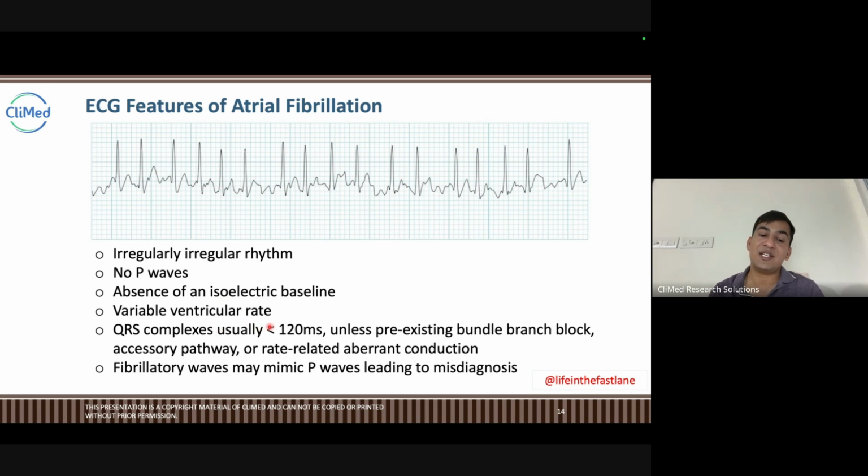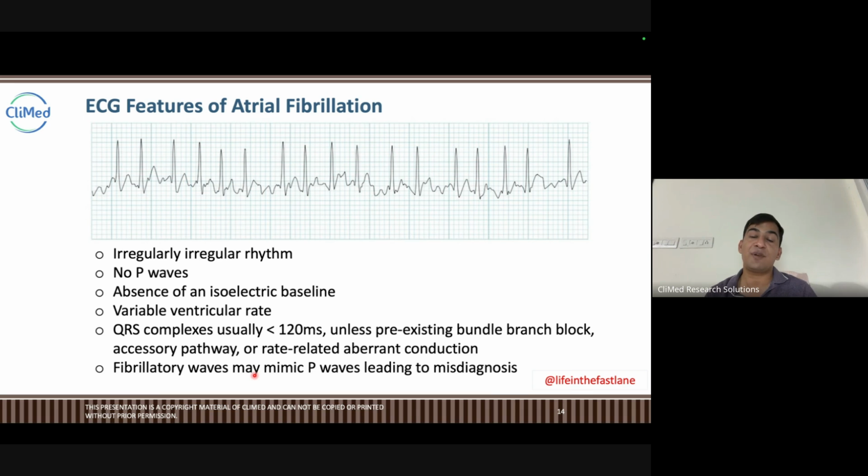QRS complex is usually less than 120 milliseconds, right? Unless pre-existing bundle branch block, accessory pathways, or rate-related aberrant conduction is there, then only it will be more than 120 ms. Otherwise, it is quite a narrow QRS complex. And fibrillatory waves may mimic P waves, leading to misdiagnosis. See what I was telling. Fibrillatory waves can lead you to think there is a P wave. You might say, oh, this is a P wave, sir. This could be a P wave. How can you say there is no P wave?